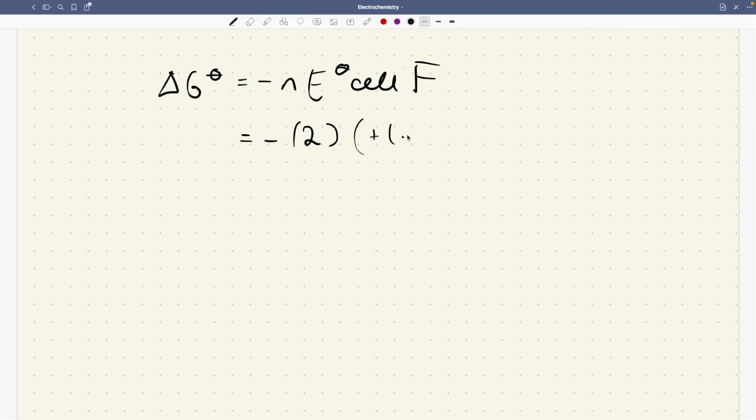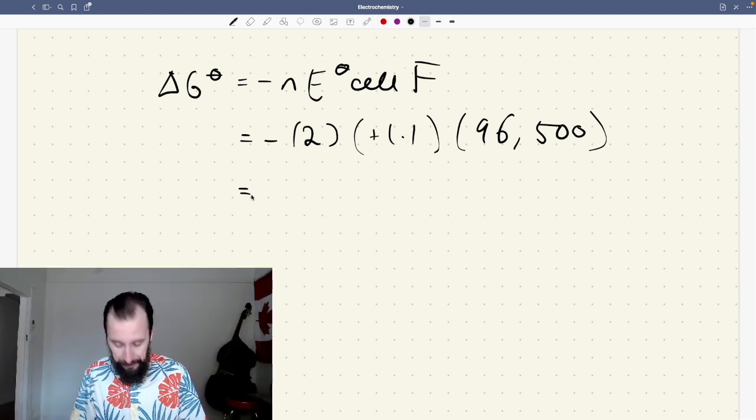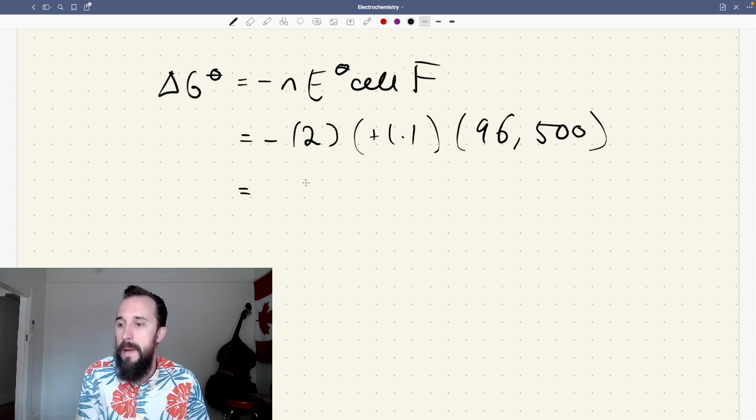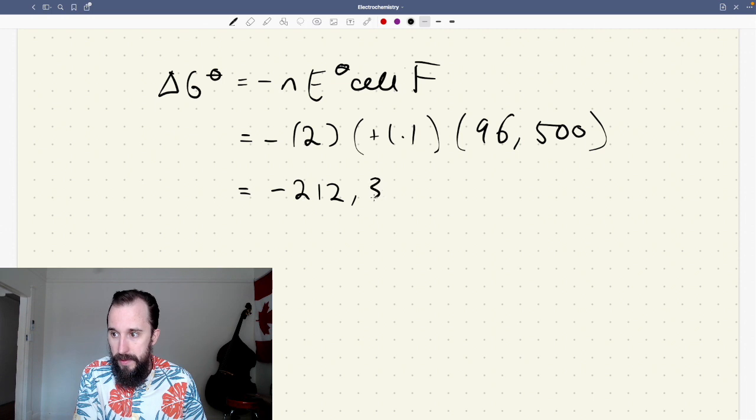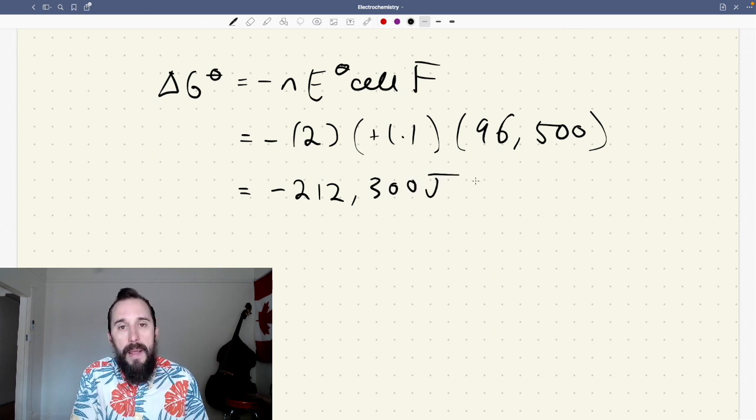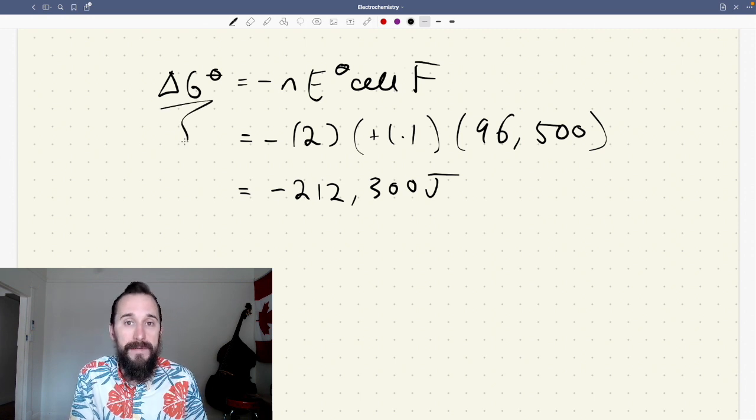Our cell potential was given to us, a cell potential of 1.1, that classic zinc copper galvanic cell, and then Faraday's constant is a constant, 96,500. So like I say, just a bit of a plug and play here. So minus 2 times 1.1 times 96,500, we end up with a value of minus 212,300 joules. And that makes sense. We've got a positive cell potential. We very much need a negative delta G.